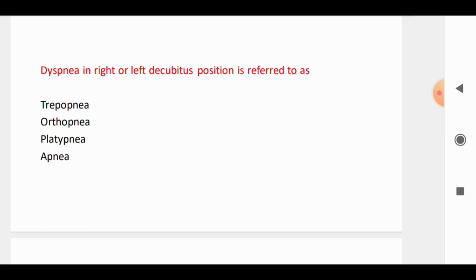First question. Dyspnea in right or left decubitus position is referred to as: options A. Trepopnea, orthopnea, platypnea, apnea. Dyspnea in right or left decubitus position is referred to as trepopnea. Trepopnea is usually associated with diseases of the lung, especially one lung or one bronchus. That is why only one position is affected, either in right or left decubitus position.